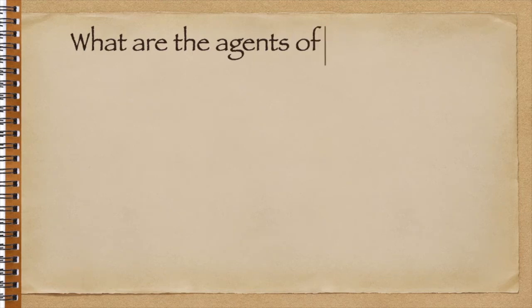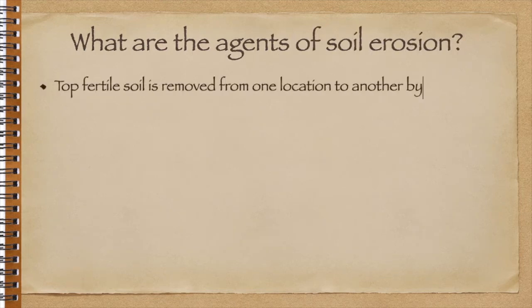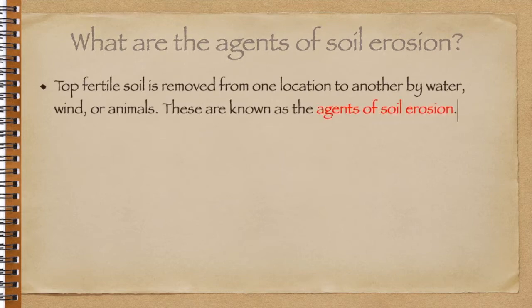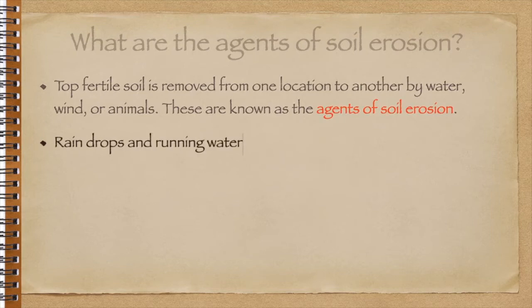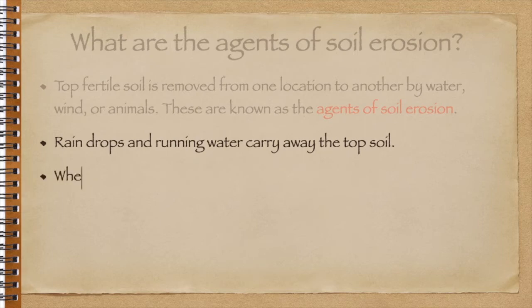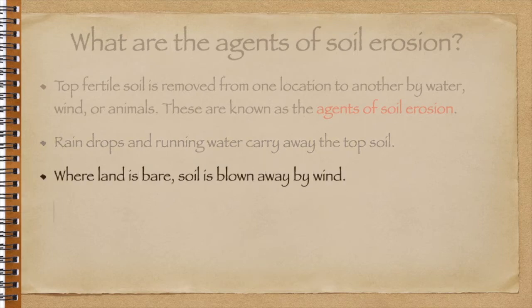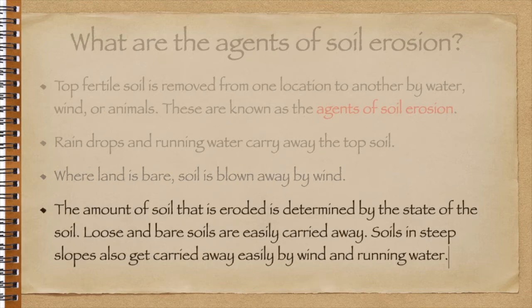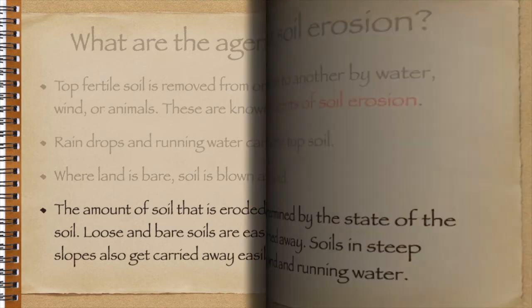What are the agents of soil erosion? Top fertile soil is removed from one location to another by water, wind, or animals. These are known as the agents of soil erosion. Raindrops and running water carry away the top soil. Where land is bare, soil is blown away by wind. The amount of soil that is eroded is determined by the state of the soil. Loose and bare soils are easily carried away. Soils in steep slopes also get carried away easily by wind and running water.